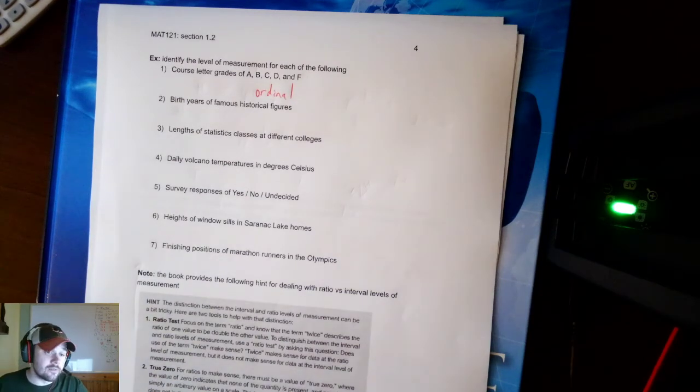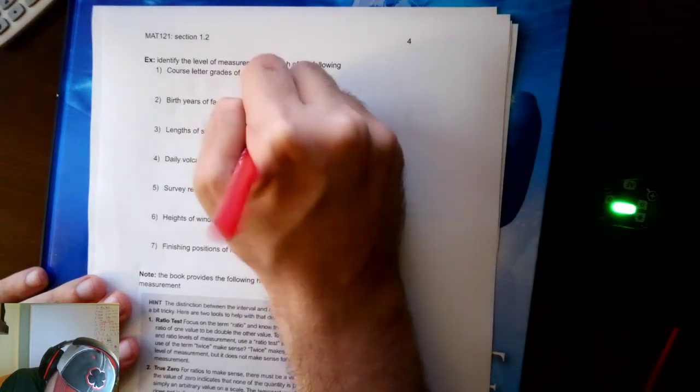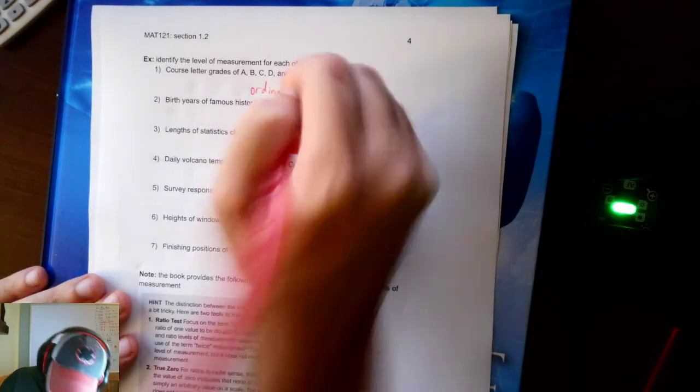This winds up being an interval because the year 0 is still a point in time, right? It doesn't mean there was no time. The year 0 is still a point in time. It was sometime during the Roman Empire. That was a moment in history, right? So this is interval because the 0 is not true.